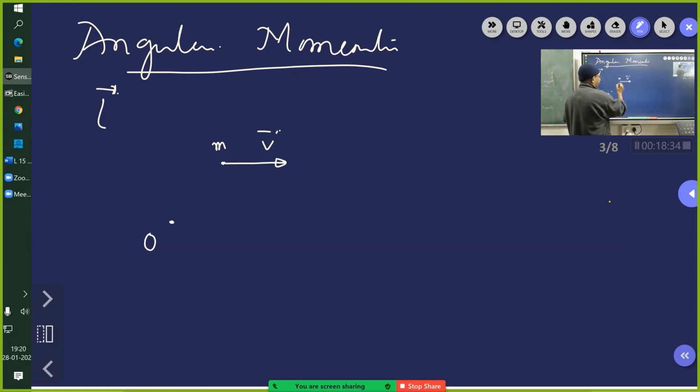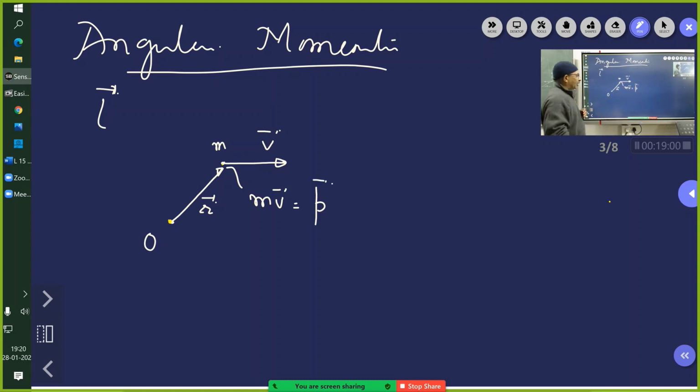Now I will reference the position of this particle by this position vector r. So with the reference point at O, I would like to address this particle of mass m moving with velocity v, and together we can take it as mv bar, that is, let's say, the momentum of the particle. Now what we do here is we define a concept called angular momentum.